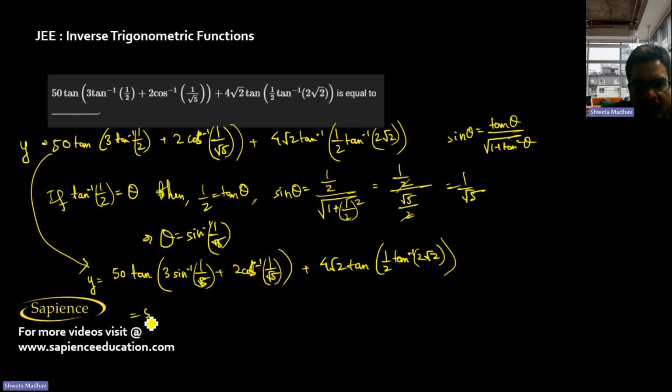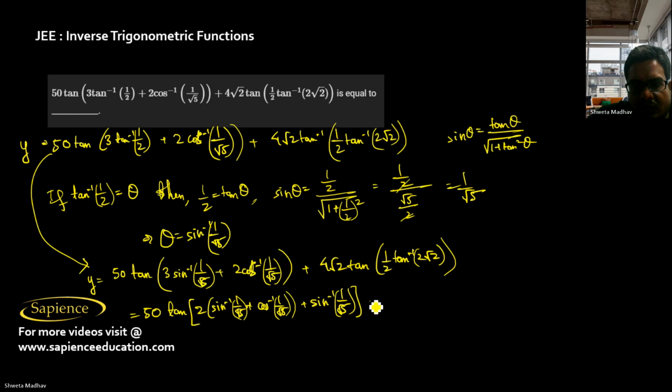So this we can write as 50 tan of 2 into (sine inverse of 1 by root 5 plus cos inverse of 1 by root 5) plus sine inverse of 1 by root 5, since here we have 3, here we have 2. Then plus 4 root 2 into tan of 1 by 2 tan inverse of 2 root 2.